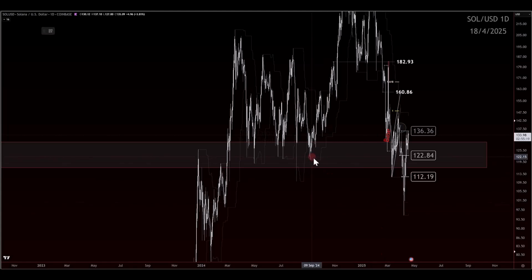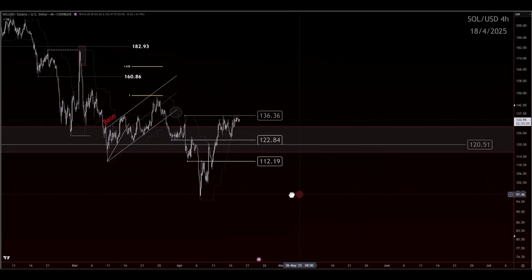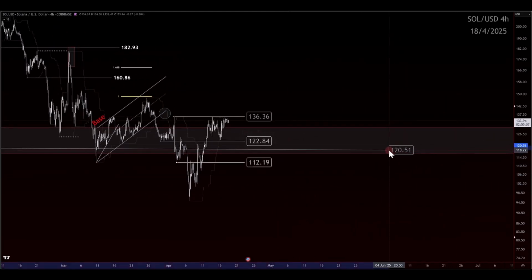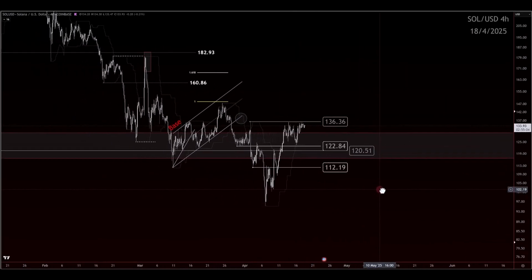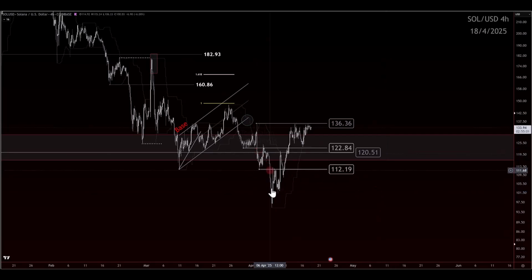I'm just going to mark that off real quick here. So 120.51, and then I'm going to zoom in. We can see that it came into play a little bit here. And that's really what you want to see when we do have just a sweep of a level over a retest of the underside. We did end up breaking back up.